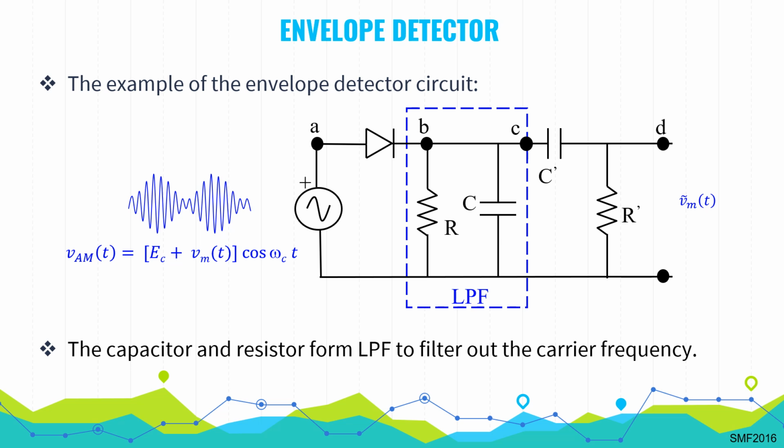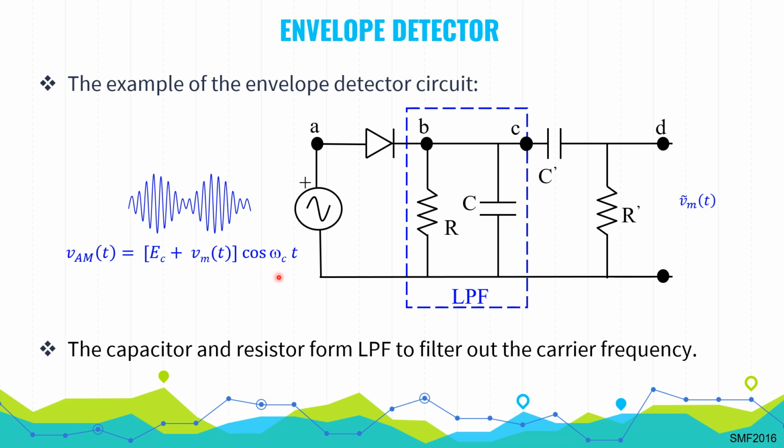Let's look at an example of an envelope detector circuit. The circuit consists of a diode, a resistor, R, and a capacitor, C. The input to the circuit is the AM signal, V sub AM of t, equal to E sub C plus V sub M of t, all multiplied by cosine of omega sub C times t.